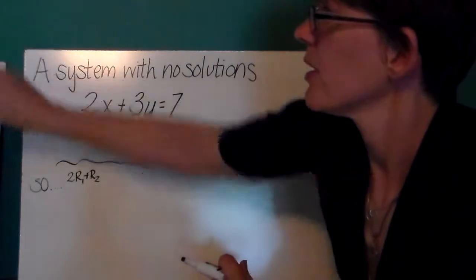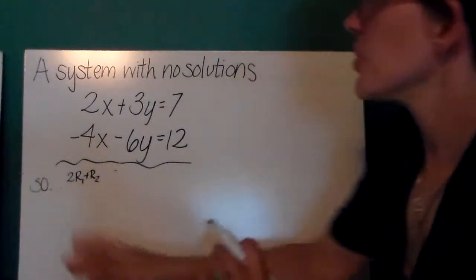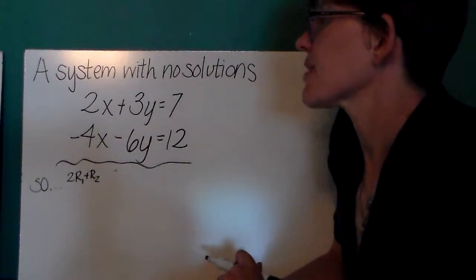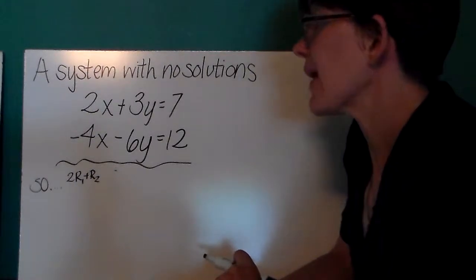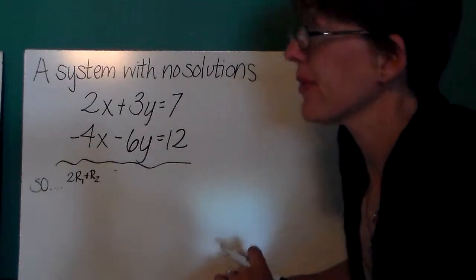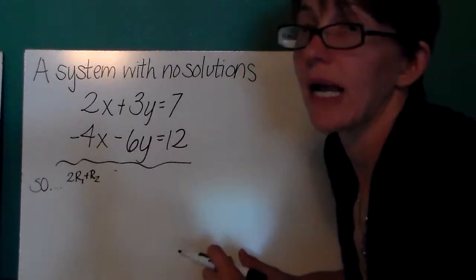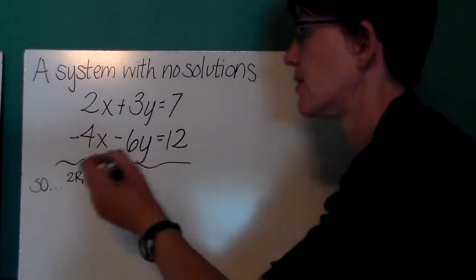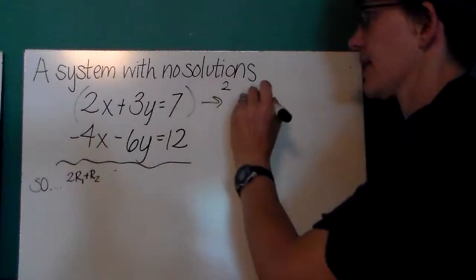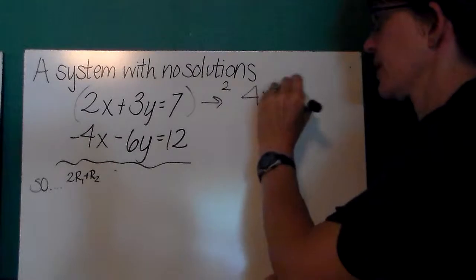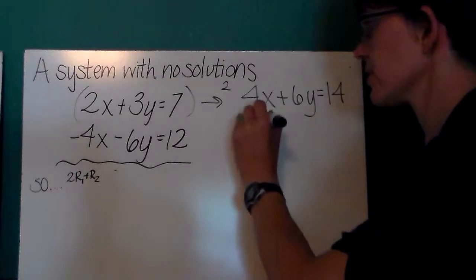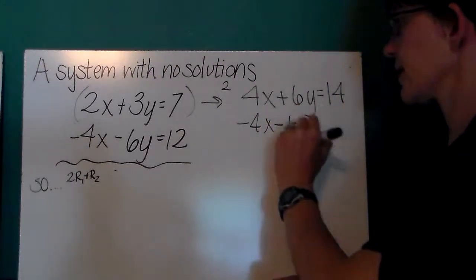Let's look at an example of a system with no solutions. Here we see a system, 2x plus 3y equals 7, and -4x minus 6y equals 12. Well, I'm going to do 2R1 plus R2, so multiply this by 2 and add it to the second row. Let's see what happens. If I multiply this by 2, I get 4x plus 6y equals 14. My second equation is -4x minus 6y equals 12.